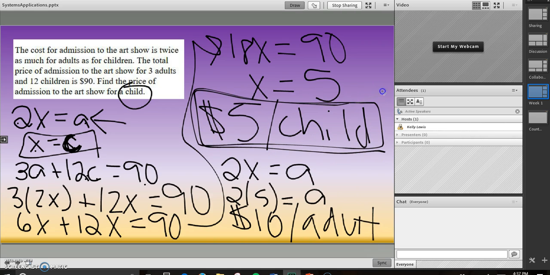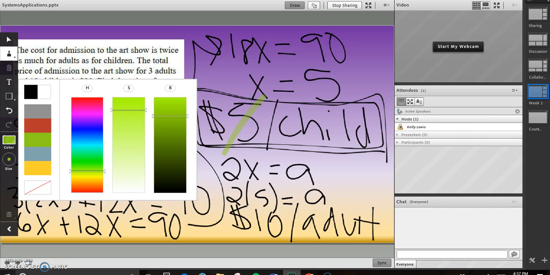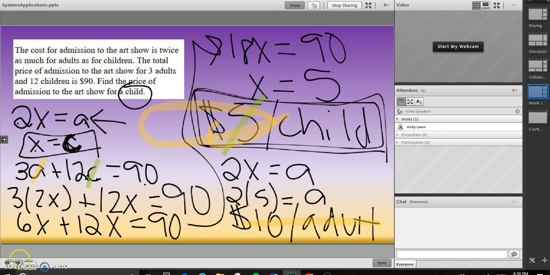All right? Fabulous. And if we wanted to check it, we could. So let me show you how to check it. So $5 here, $10 here. So if we did 3 times 10, that's $30, plus 12 times 5, that's 60. So 30 plus 60 is 90, so it works. So price of the child, $5, is your answer.